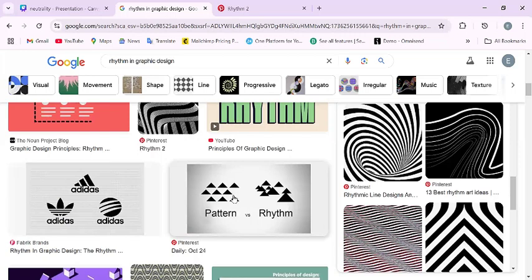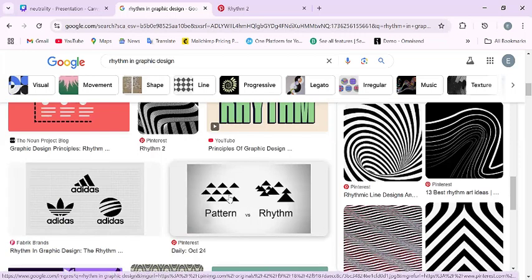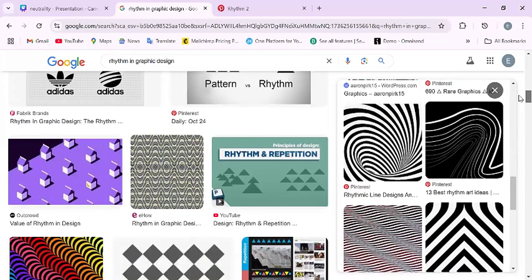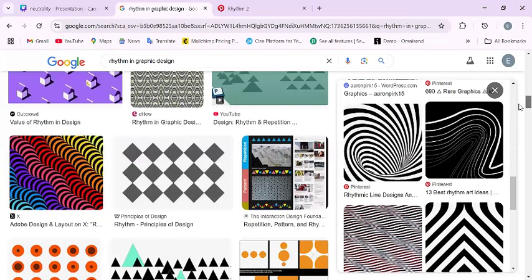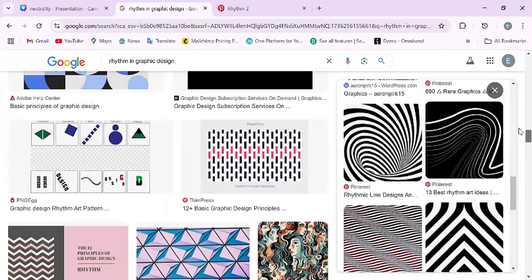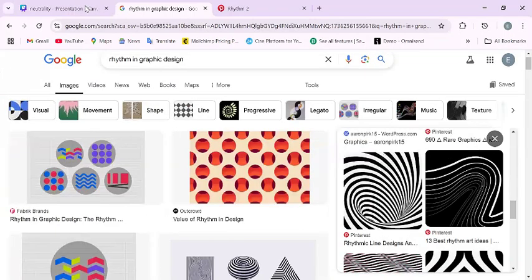So pattern and rhythm are very, very similar. Pattern has more order, obviously, than rhythm. I see that rhythm is scattered, but still has that similarity of shape or similarity of color. Are we together? Great. Look at your assignments that just show there.